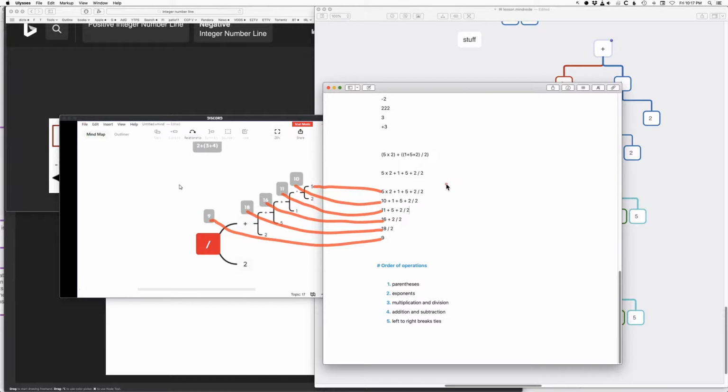Okay, you see my screen? Yeah. Okay. It shows the 5, then it shows how it comes into a 10. Then from the 10 it turns into an 11. And the 11 becomes 16 because we added the 5. And then the 16 becomes an 18. That becomes a 9.